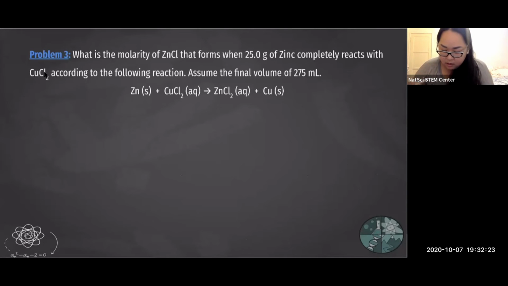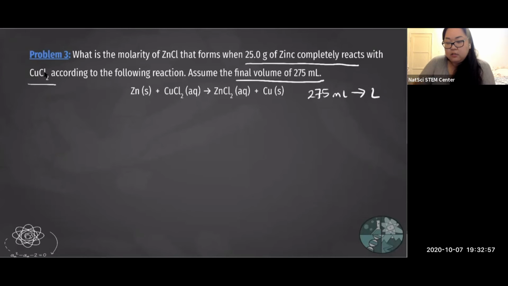The next one is, what is the molarity of zinc chloride that forms when 25.0 grams of zinc completely reacts with copper chloride according to the following reaction. This is balanced already, and you're going to use this to do your mole to mole ratio. The final volume is 275 ml. You want to convert it to liters. I'm going to give you until 7:38. If you guys finish earlier, we can get to it.